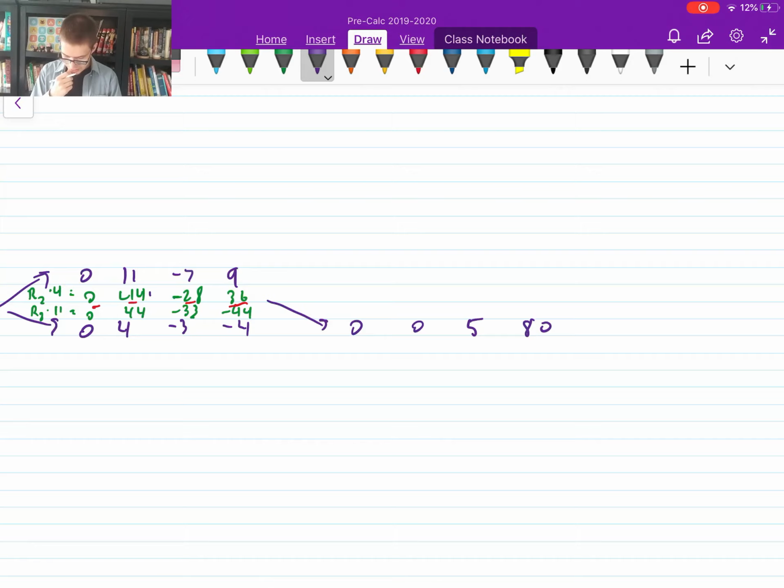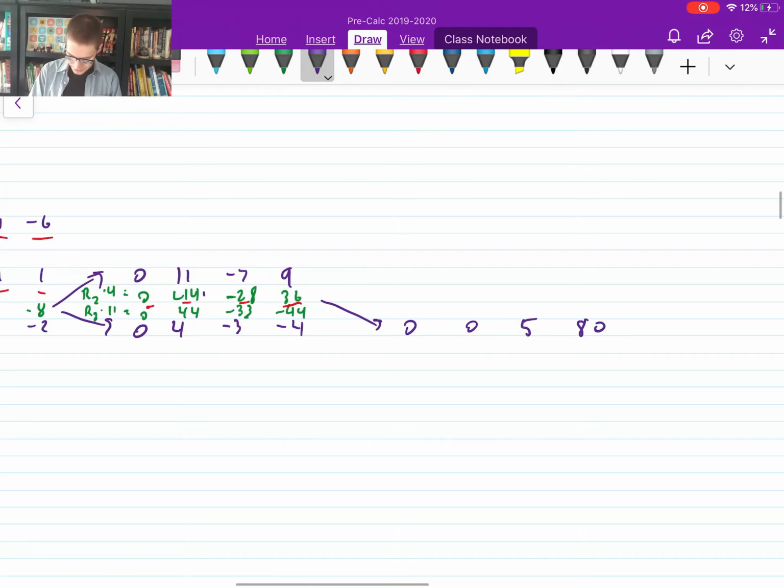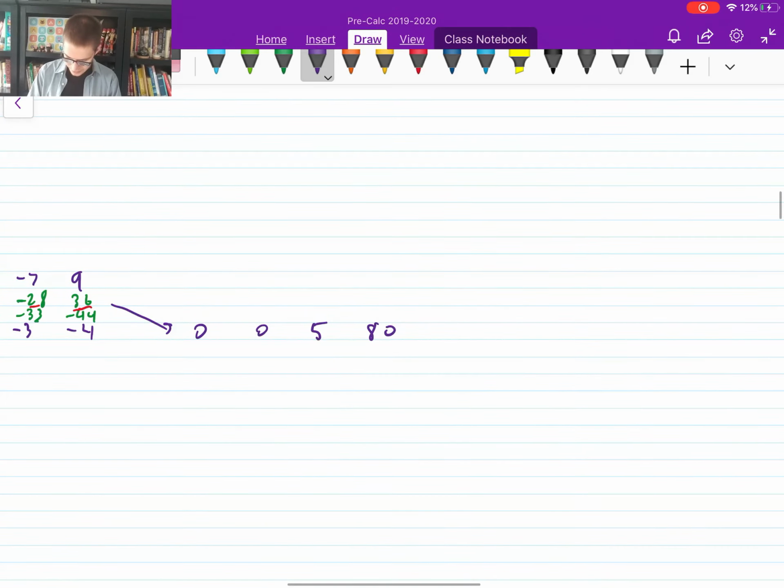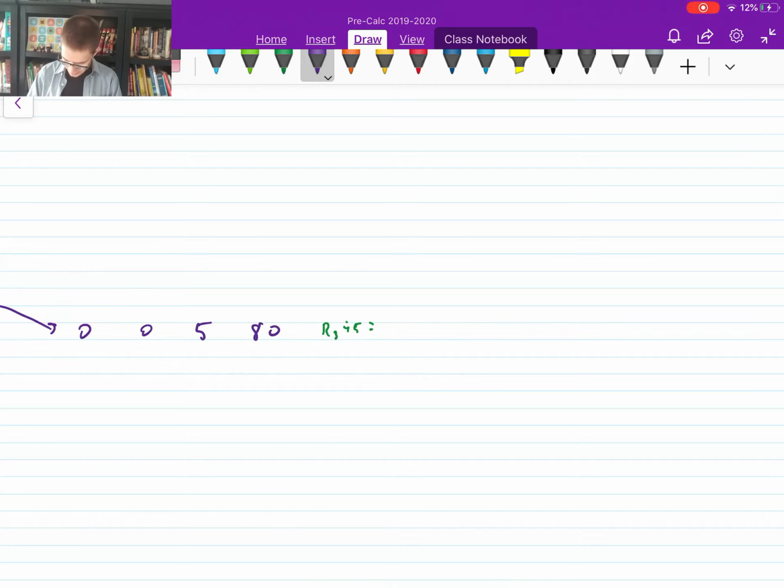So if we divide row 3 by 5, that is 0, 0, 1, and 80 divided by 5 should be 16.